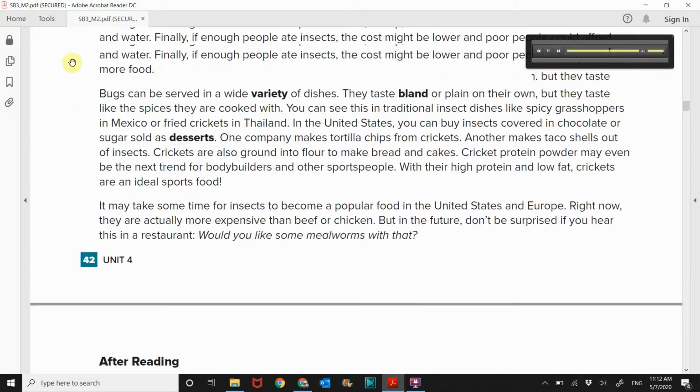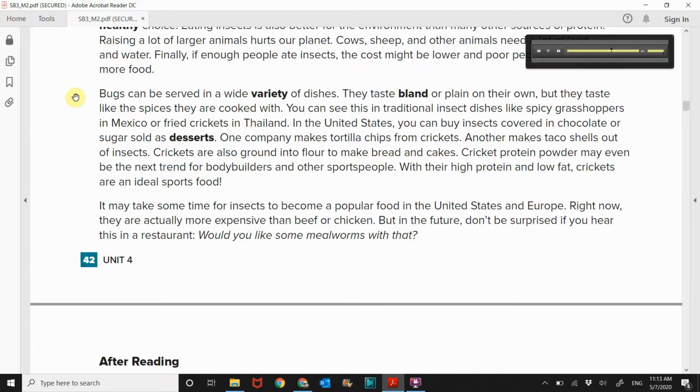Bugs can be served in a wide variety of dishes. They taste bland or plain on their own, but they taste like the spices they are cooked with. You can see this in traditional insect dishes like spicy grasshoppers in Mexico or fried crickets in Thailand. In the United States, you can buy insects covered in chocolate or sugar sold as desserts. One company makes tortilla chips from crickets. Another makes taco shells out of insects. Crickets are also ground into flour to make bread and cakes. Cricket protein powder may even be the next trend for bodybuilders and other sports people. With their high protein and low fat, crickets are an ideal sports food.